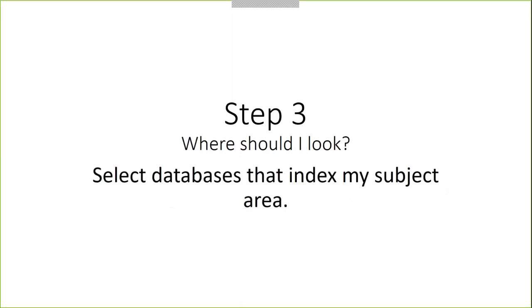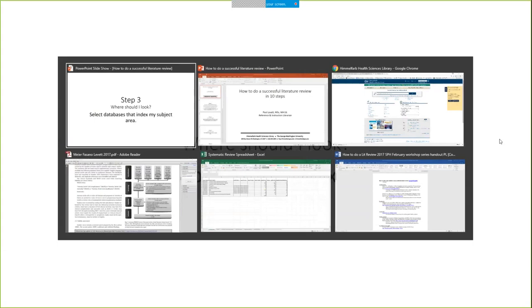Where should you look? This is where you wish to select databases that index your subject area. Now, your choice of databases can be guided by reading other reviews that have already been done on the topic. Most databases have some sort of review article type limiter that lets you find those sorts of overview articles that have already been written. Other reviews are very helpful for suggesting search keywords as well as other databases to search with. But you could also go to our library website as well, which I'll go out to now.